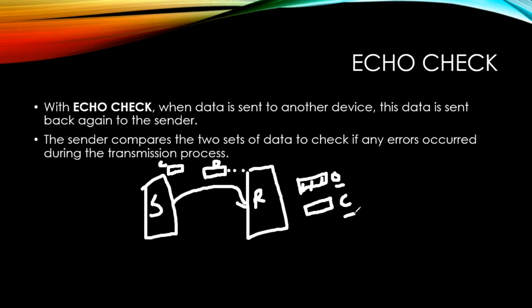With Echo Check, when data is sent to another device, the data is sent back again to the sender, a similar copy. The sender compares the two sets of data to check if any errors occur during the transmission process. So you can get these types of questions, explain what is Echo Check. You can write it in your own words. It's sending the same copy of data so that the original one can be compared with a copy one. If they're not the same, there are obviously errors.